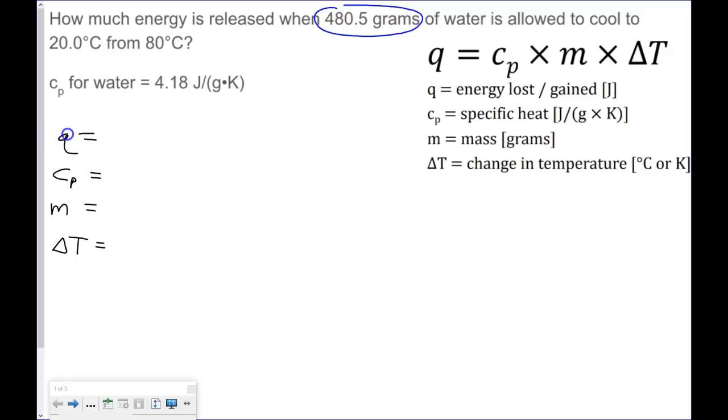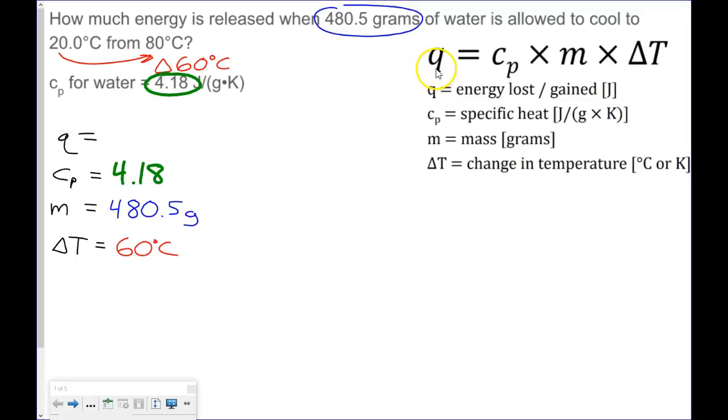First thing, I'm going to have 480.5 grams of water. I'm going to put that in there, and now I'm going to know that the change in temperature goes from 20 degrees Celsius to 80 degrees Celsius. That's going to be a change in temperature of 60 degrees. That goes here for delta T. The specific heat constant for water is 4.18. That goes in there, and this leaves my unknown as Q.